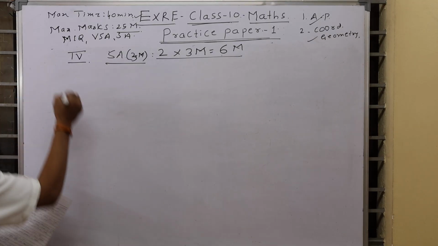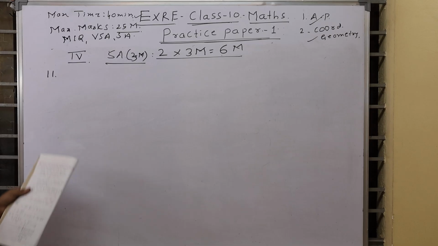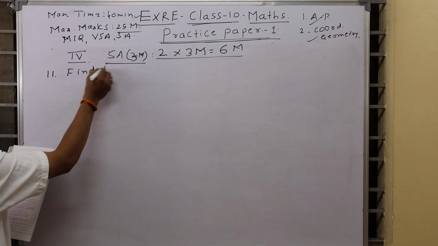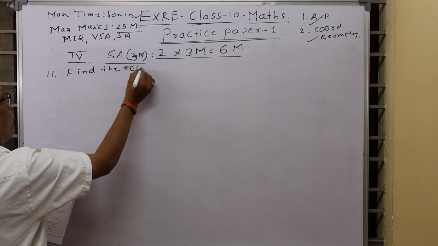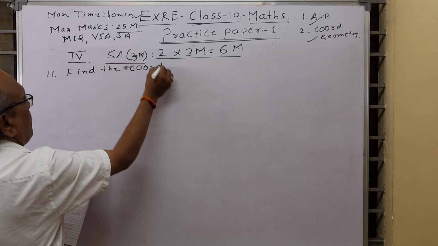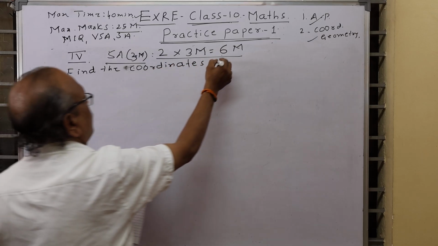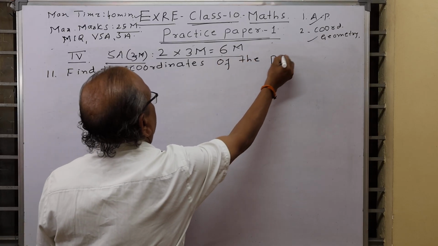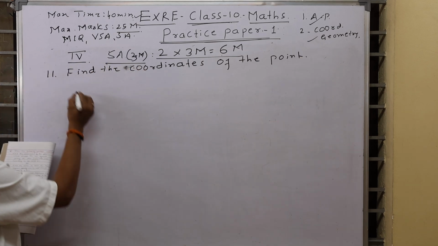The problem reads like this. Question number 11. Find the coordinates of the point which divides the line segment.